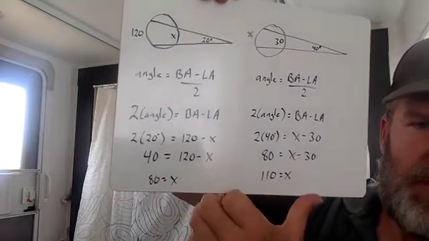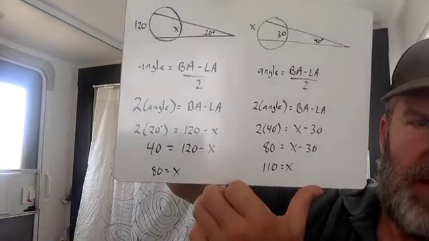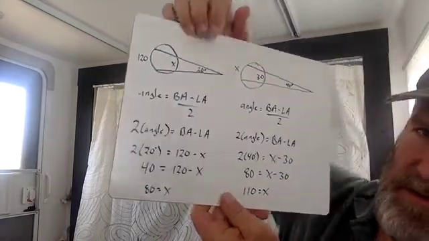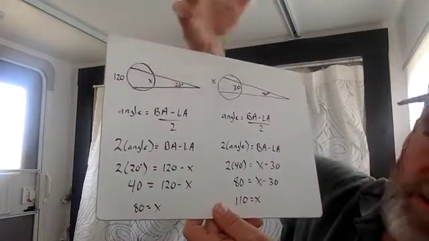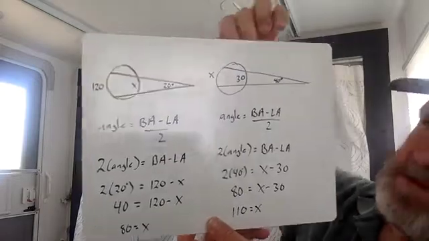So you end up with 40 is equal to 120 minus x, which is 80. And if you plug that back into the picture, 120 minus 80 is 40. Half of 40 is 20. It works. All right, and it's the same concept over here.